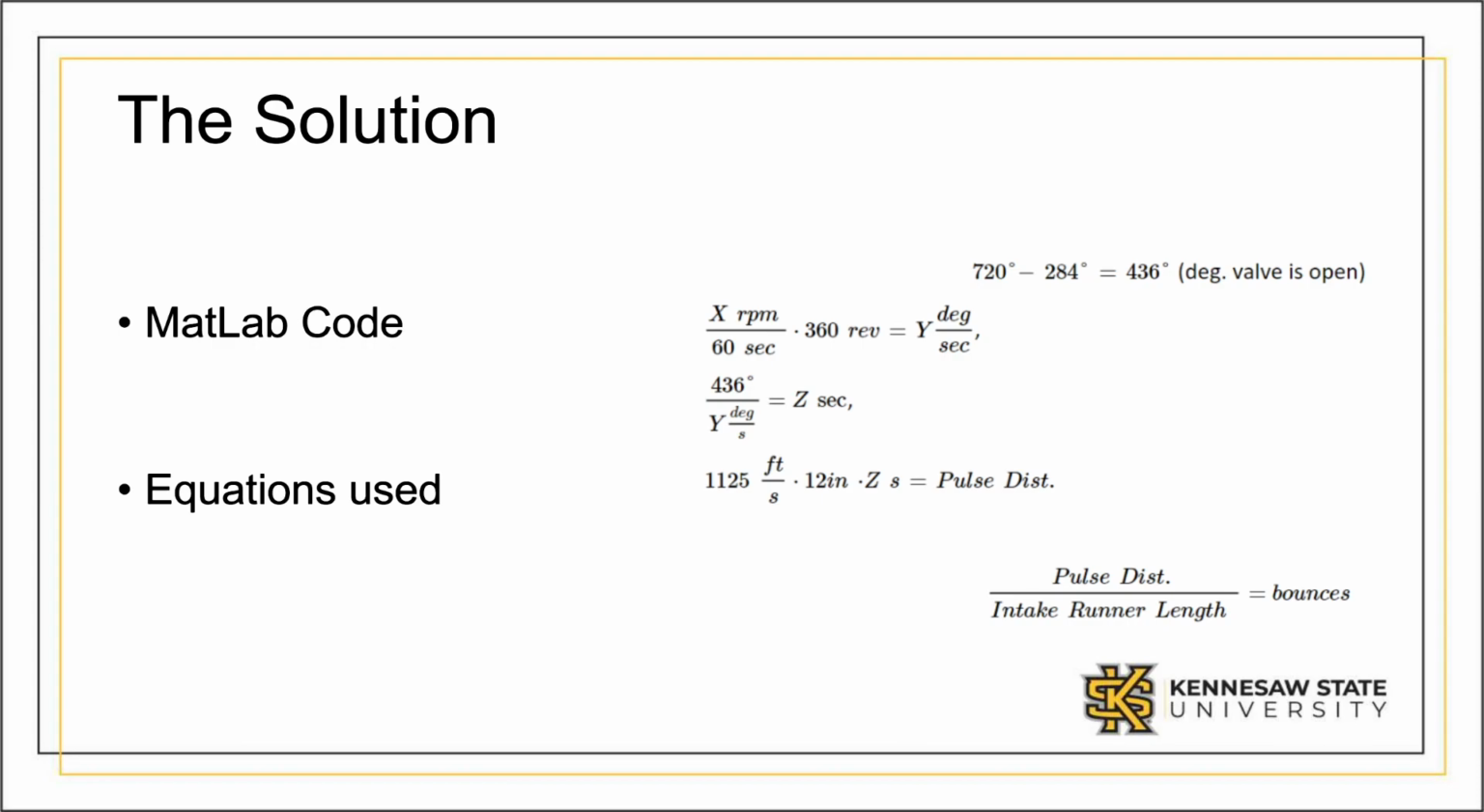We have the degrees the valve is open to, and using our RPM value, which is set from 4,000 to 14,000, we can get a degrees per second value, and from that degrees per second value, we can then divide the degrees the valve is open to by that, to get the amount of seconds the valve is open. And then from there we can get our pulse distance, and our pulse distance divided by our intake runner length gives us our number of bounces.